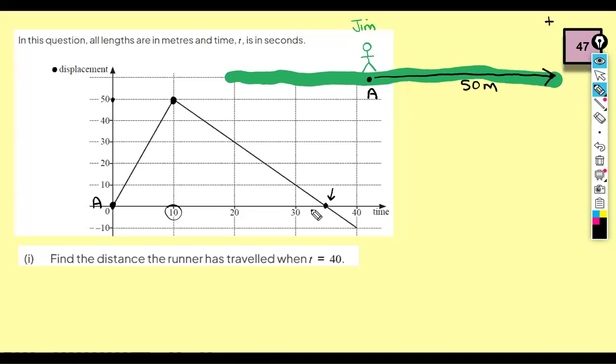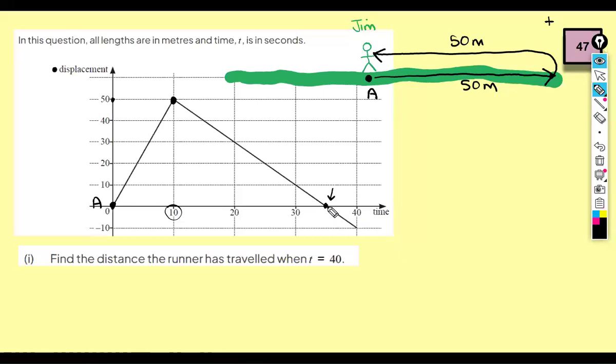At 35 seconds, his displacement is 0. So that means he has walked back to his original position. So that means he has to walk back 50 at point A for his displacement to be 0. Remember, I don't care that he walked 100 meters. He walked 50 this way, and then he walked 50 back. His displacement is now 0 because he's back at the original point.